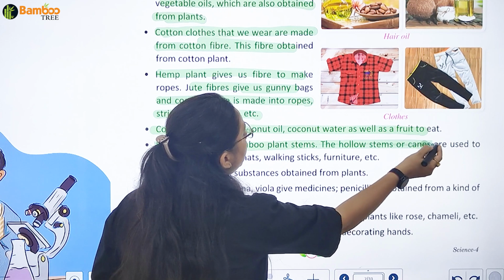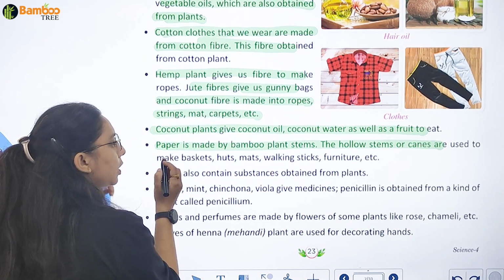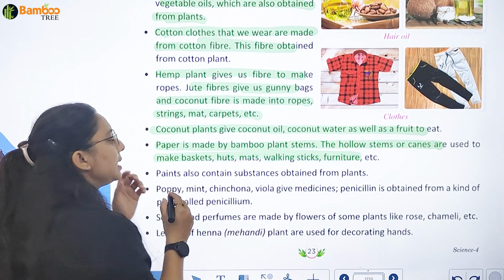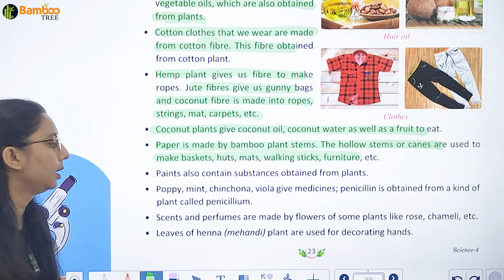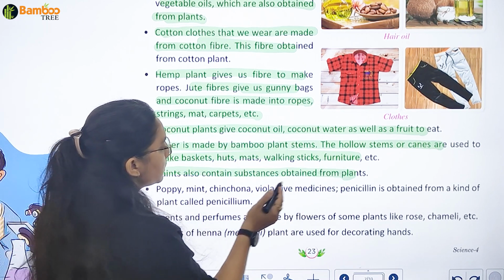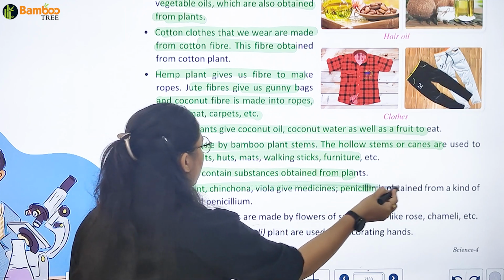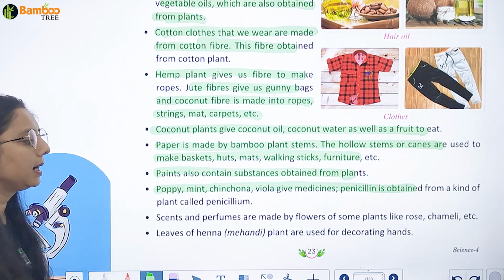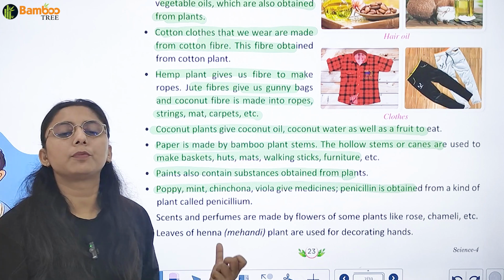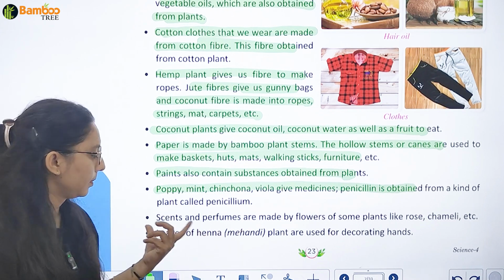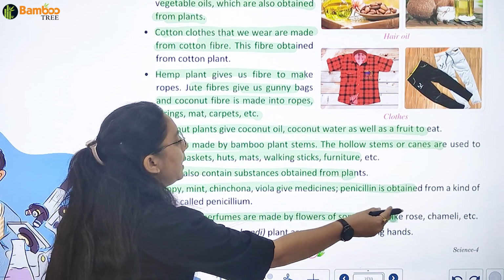Paper is made from bamboo stems. The hollow stems or canes are used to make baskets. इससे हम hats बनाते हैं, mats बनाते हैं, walking sticks बनाते हैं, furniture बनाते हैं. Paints also contain substances obtained from plants. Poppy, mint और चिंचोना और विवोला ये medicines हैं, एक kind of plant है जो आपको penicillin देता है. Scents and perfumes are made from flowers.